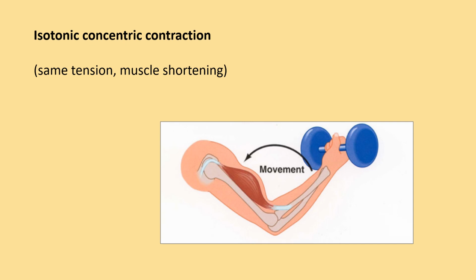And then concentric means that the muscle is getting shorter. And as that muscle gets shorter, the insertion is pulled toward the origin. The radius is pulled toward the scapula, and that's why the arm bends at the elbow. That's isotonic concentric contraction.